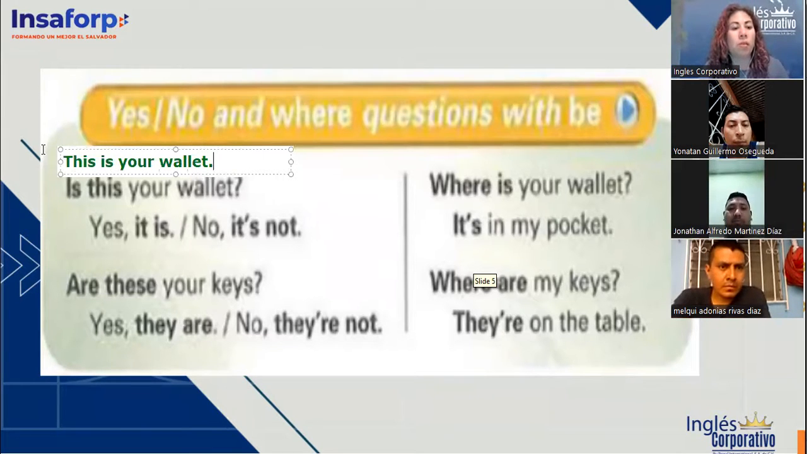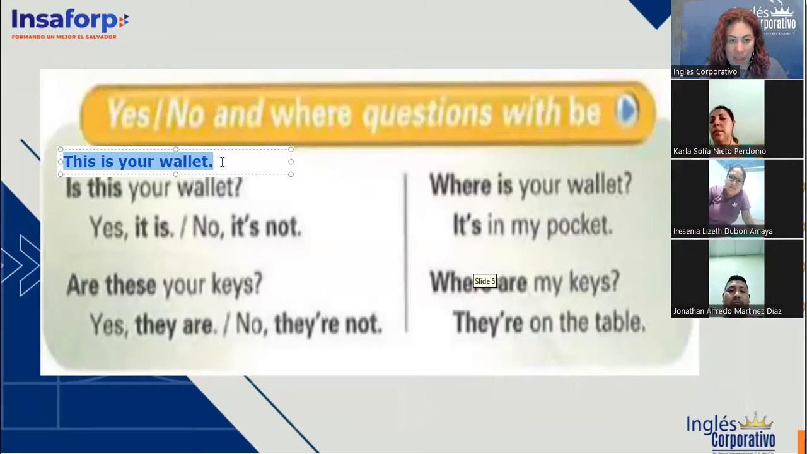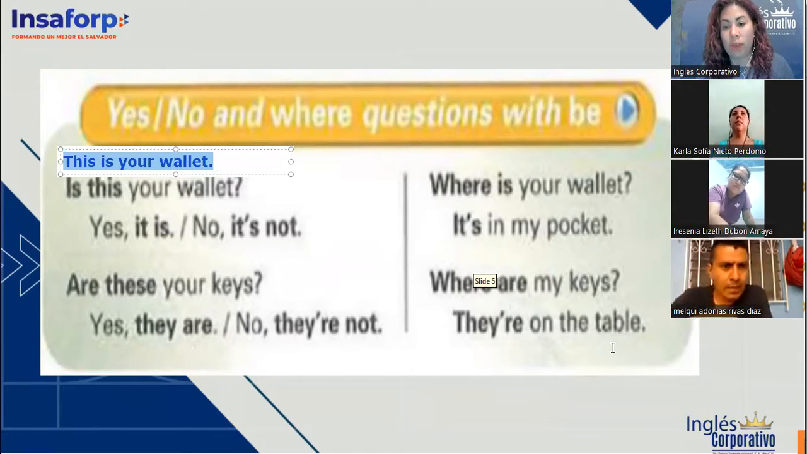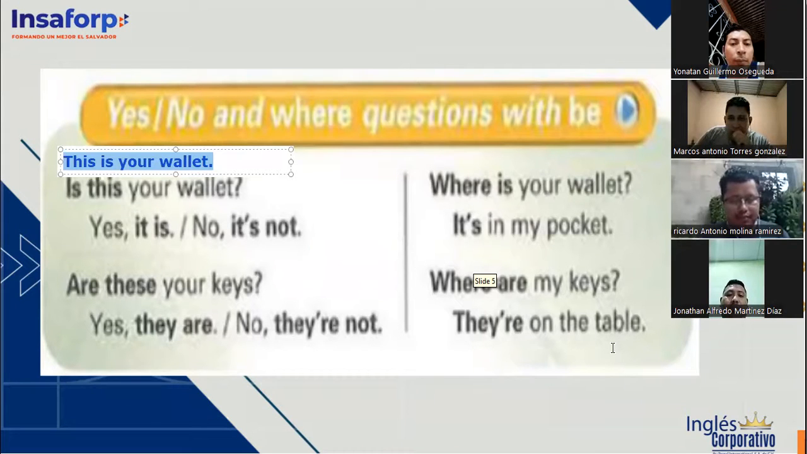In Spanish, this is your wallet? Billetera o cartera. But the sentence, this is your wallet, what does that mean? Esta es tu billetera. Very good. Okay, excellent. But we want a question, so because it's a question, we make an inversion. We change it. So we say, is this your wallet?